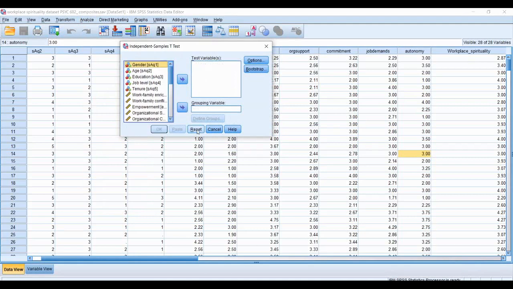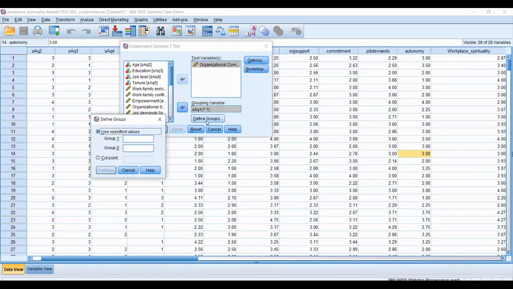When this dialog box pops up, the area known as Test Variables is where you move your dependent variable. From the hypothesis, our dependent variable is organizational commitment. So you move organizational commitment to the Test Variables. Then your independent variable, which is gender, you move it to the Grouping Variable. Then under Grouping Variable, you click on Define Groups.